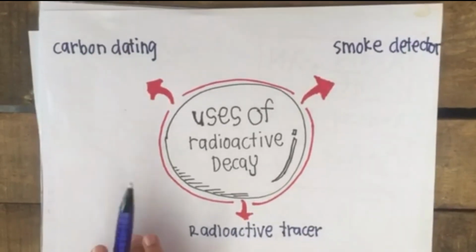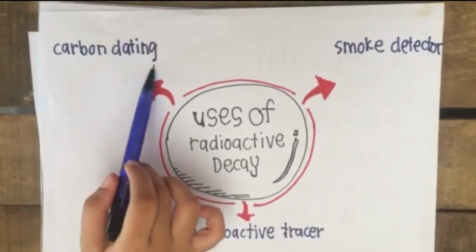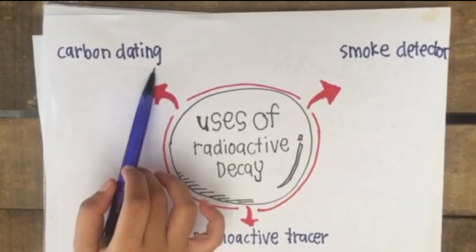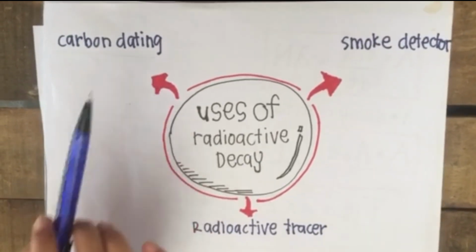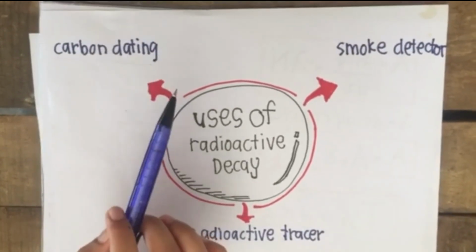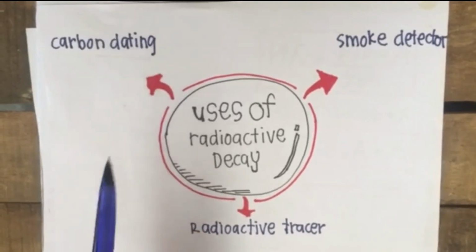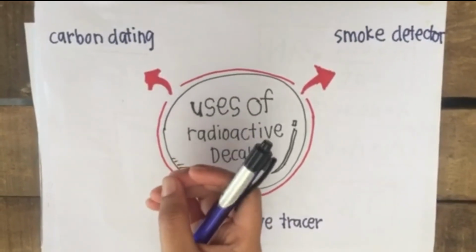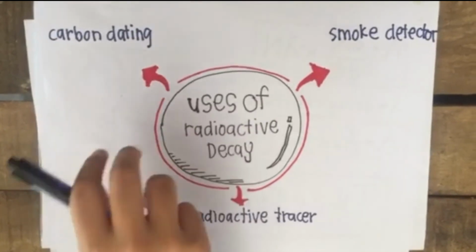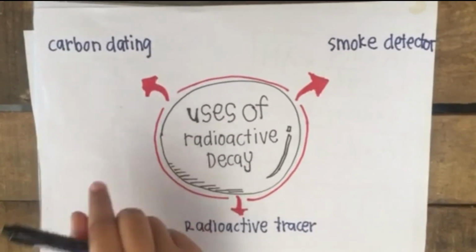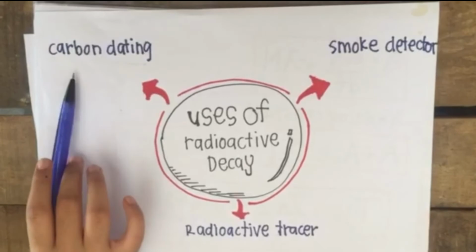The first use is carbon dating. We use carbon dating to determine the actual or absolute age of an object. Or maybe you can say that if you found a fossil and want to know its actual age, we can use carbon dating.